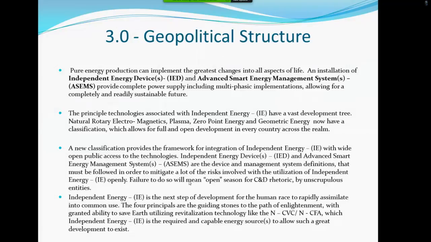The principal technologies associated with independent energy have a vast development tree, as you can see with plasma and everything like that. It beats itself over and over every day, doubles. So the 4 principles now have a classification, which is what Nikola Tesla was supposed to do, but he got caught up in bloodlust for the other energy companies and the overlords and such. He was supposed to develop a classification so all these energies can operate under it.